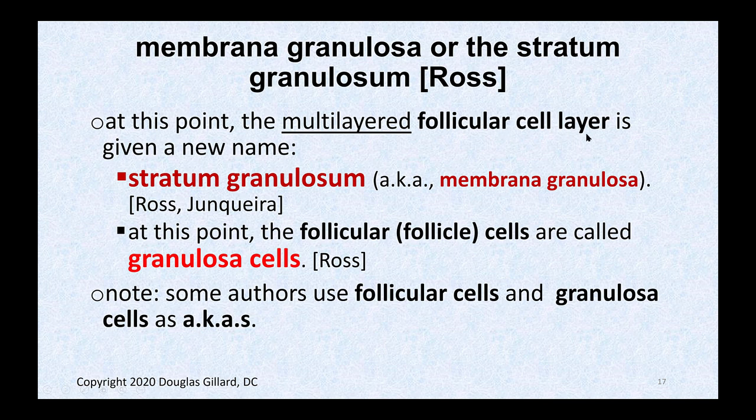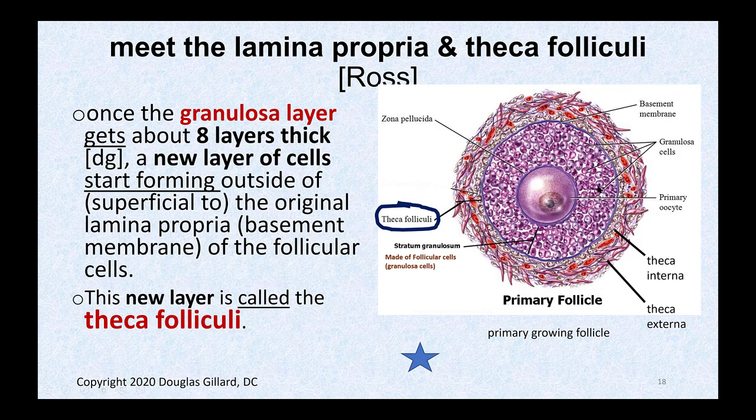The multi-layered follicular cells are called the stratum granulosum. Stratum granulosum was just the follicular cell layer. Because there's so many of them, we have to call it something different, and we call it stratum granulosum. Sometimes it's called membrana granulosa. All right? At this point, we really shouldn't call the follicular cells that anymore. They're called granulosa cells. Some authors still call them follicular cells, so maybe not super important. But anyway, now we have a multi-layered stratum granulosum here, made up of granulosa cells.